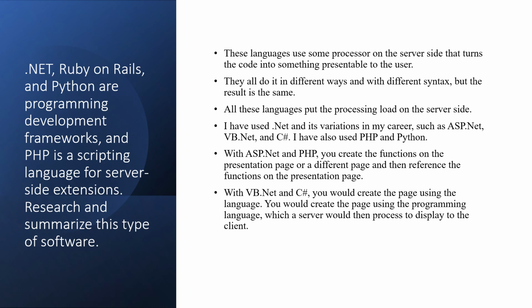.NET, Ruby on Rails, and Python are programming development frameworks, and PHP is a scripting language for server-side extensions. Research and summarize this type of software. These languages use some processor on the server side that turns the code into something presentable to the user. They all do it in different ways and with different syntax, but the result is the same. All these languages put the processing load on the server side.